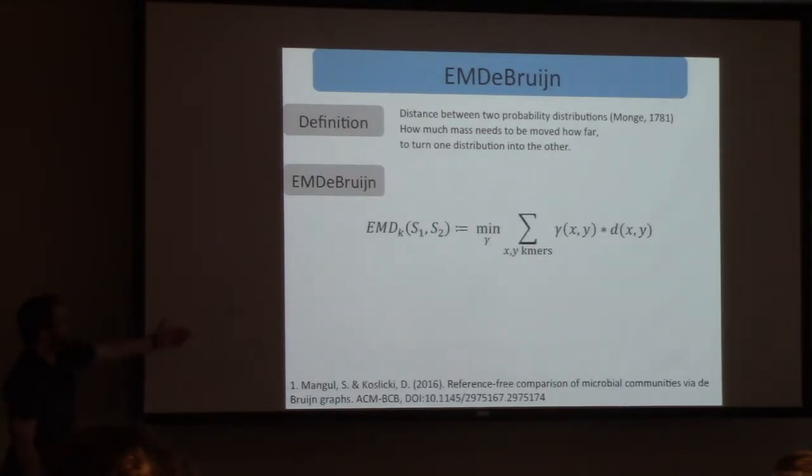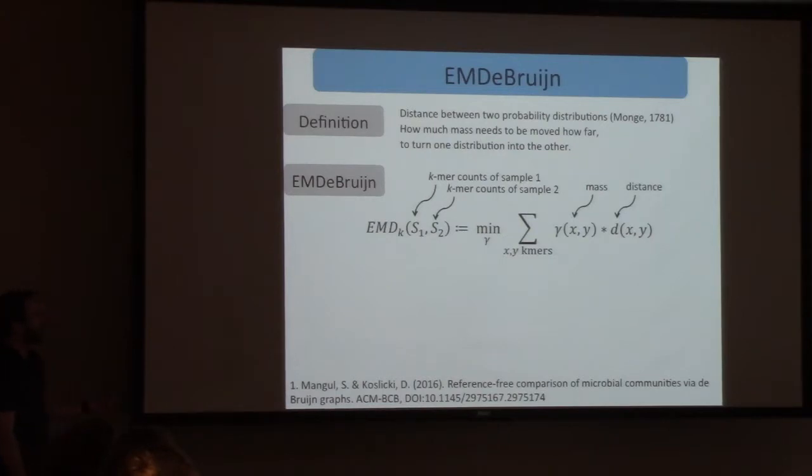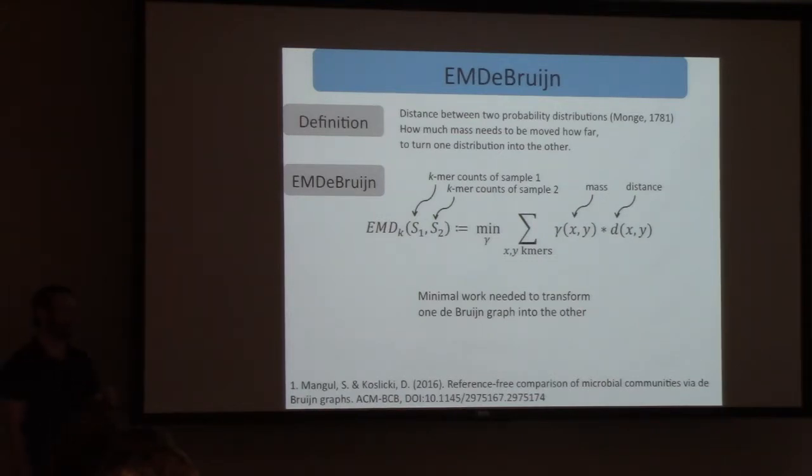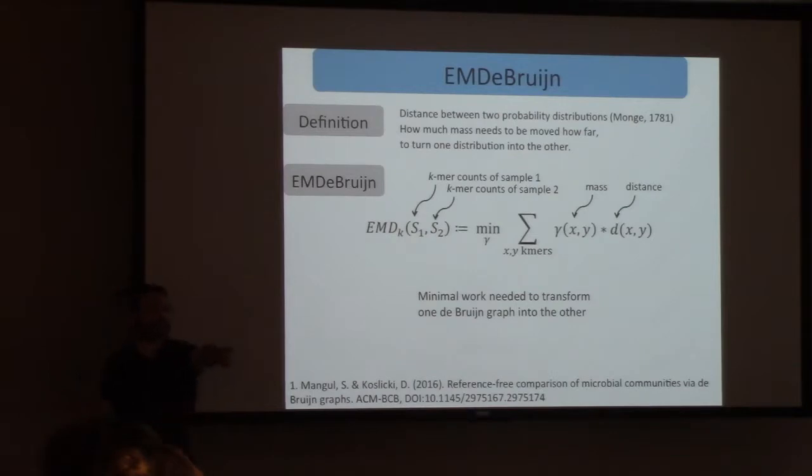So reformulating our optimization problem for de Bruijn graphs: k-mer counts or frequencies in one sample, in the other sample, mass, distance, we're summing over the number of k-mers, the minimal amount of work needed to transform one de Bruijn graph into another. Great, all fine and dandy. Does it work? Question?